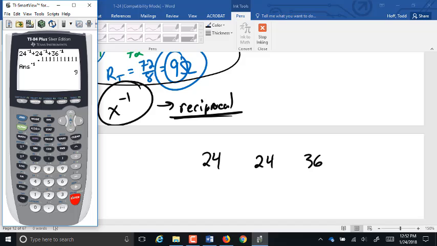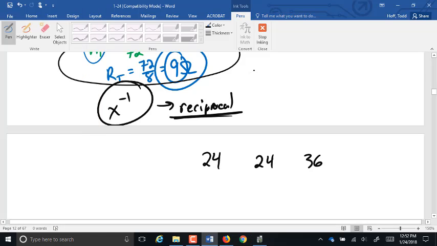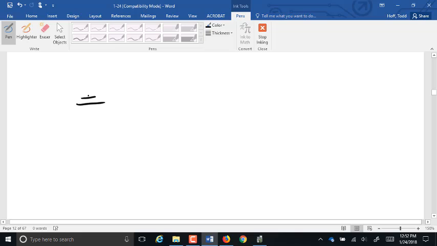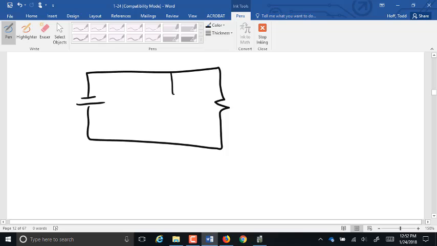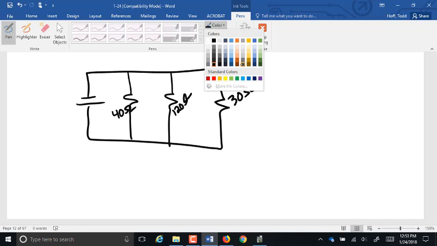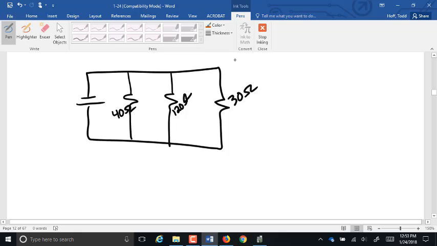Want me to let you try one? Okay, so let's make this 40 ohms. Let's make this 120 ohms and make this one 30 ohms. See what you come up with for a total.